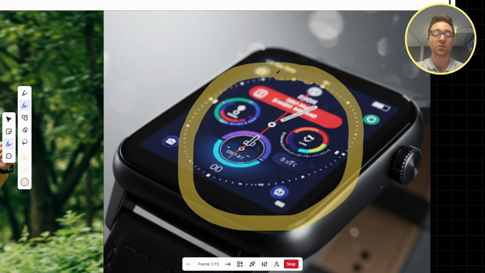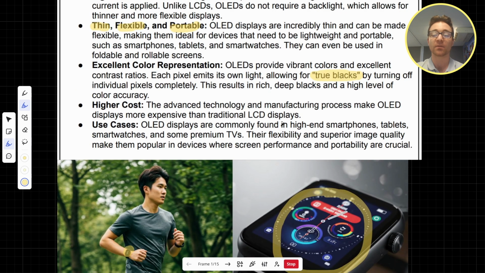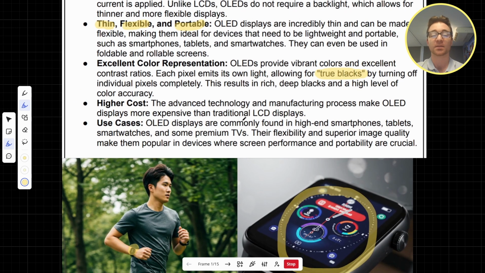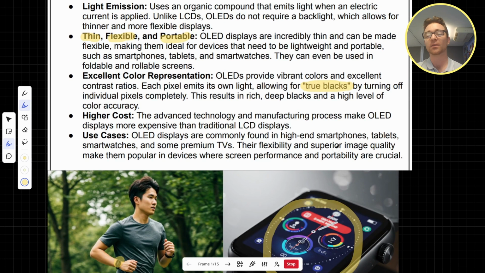It's commonly used in wearable devices because it is very flexible, right? It's commonly found in things that we're carrying around with us that are portable, particularly if it's an odd shape, if it needs to bend, right? So smartwatches, probably going to be OLED. It's also found in high-end smartphones, tablets, smartwatches, as I said, and some premium TVs as well.